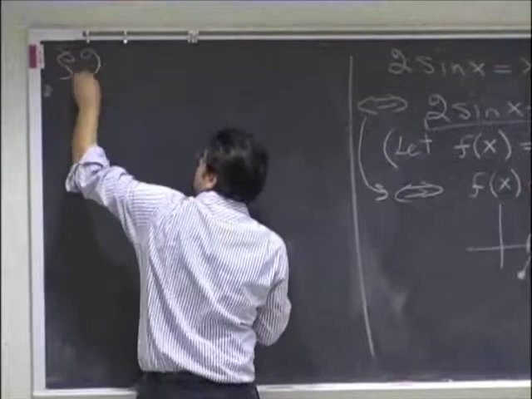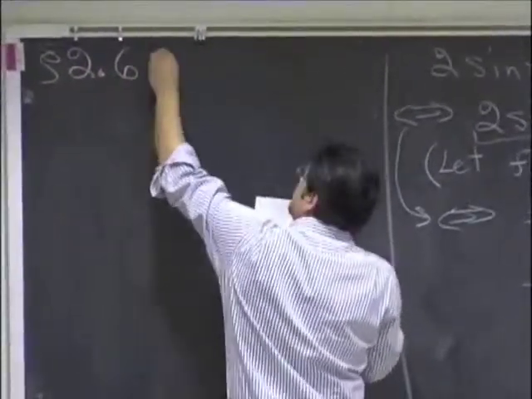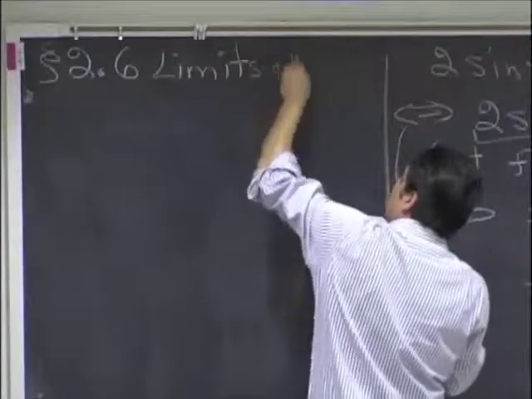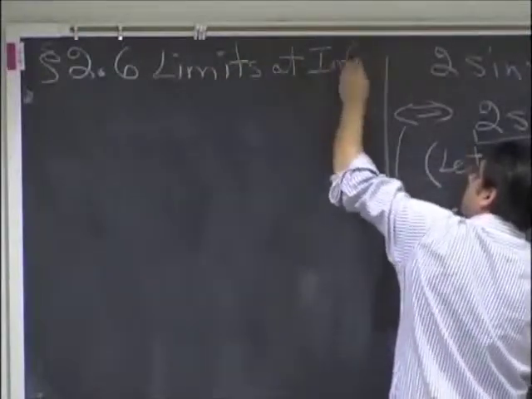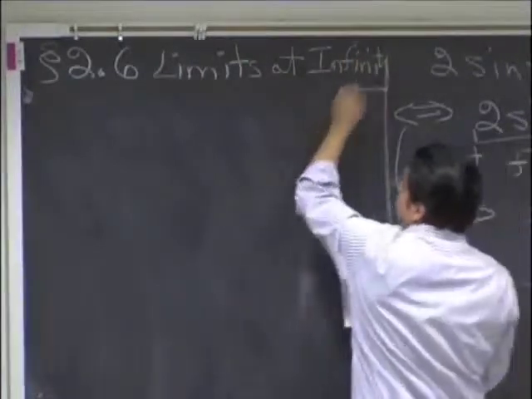Section 2.6. Limits at infinity. There are two parts to this section.